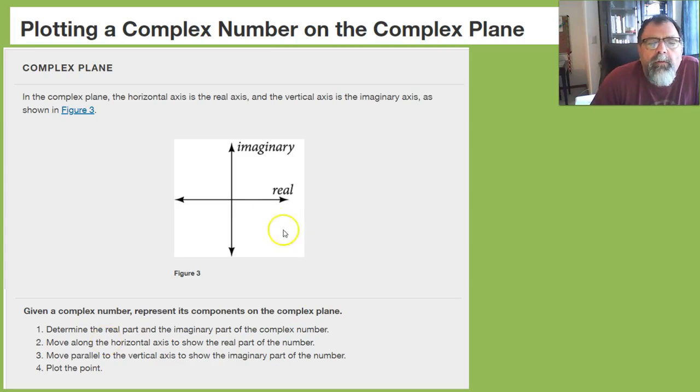So if I wanted to plot 2 plus 3i, I'm going to move to 2 on the real axis, and then move up 3 on the imaginary axis and plot the point, and that point will represent 2 plus 3i. So the y-axis is your imaginary axis, and this is your real axis, the x-axis.